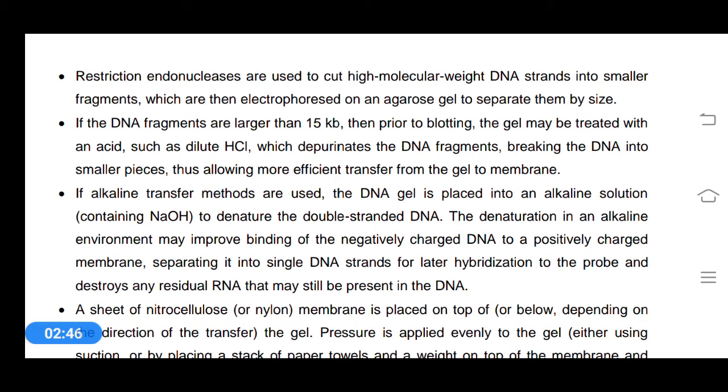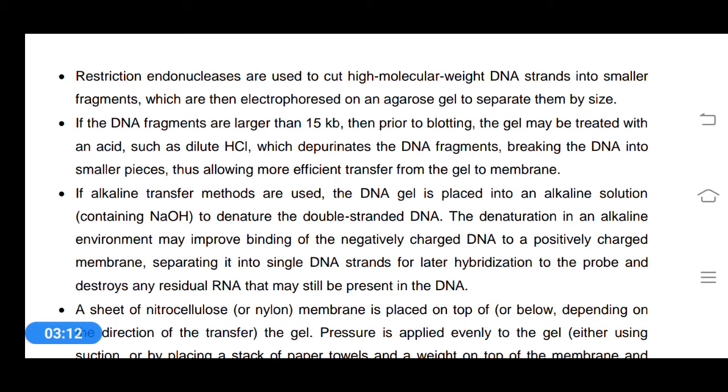DNA fragments larger than 15 kb are treated with acid like dilute HCl to depurinate the DNA fragments, breaking the DNA into smaller pieces, so that finally we can get efficient transfer from the gel to the membrane.